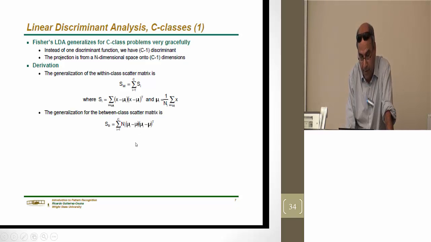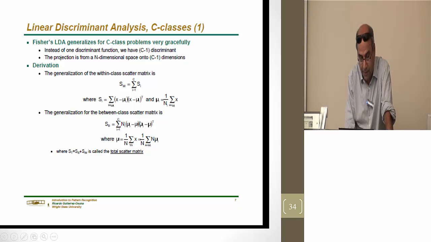So now the between class scatter is very similar again. We'll find for each of the classes here SB. So we have mu, the mean of all of the samples, and we'll subtract that from each of the class means, and we'll get SB. And so this is your total scatter matrix.